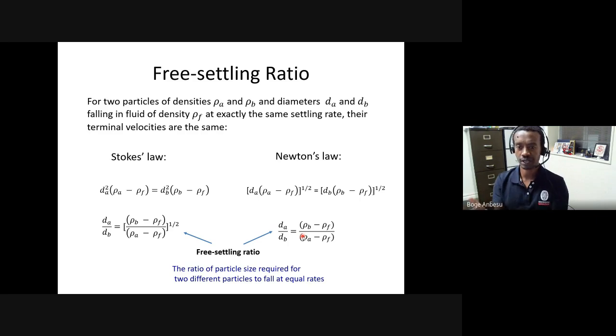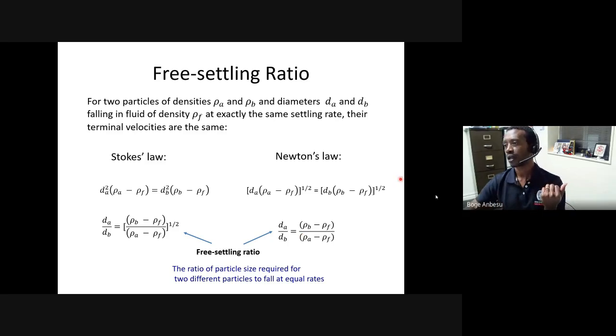So for any given size, say of quartz, obviously there needs to be a sufficient size difference between one quartz particle and another quartz particle to be able to separate them from one another efficiently. And that size can be determined based on what we call the free settling ratio.